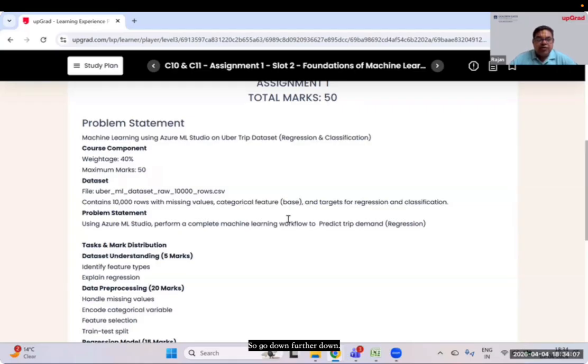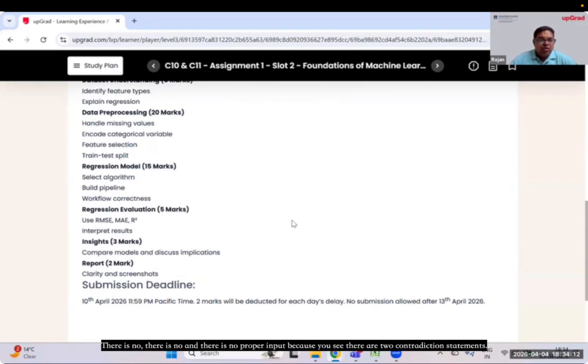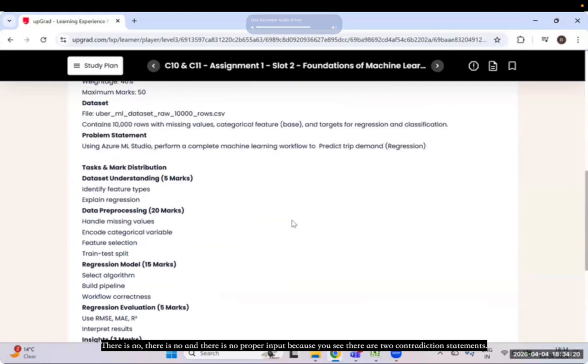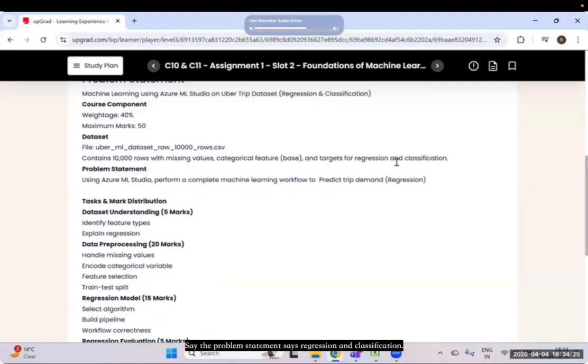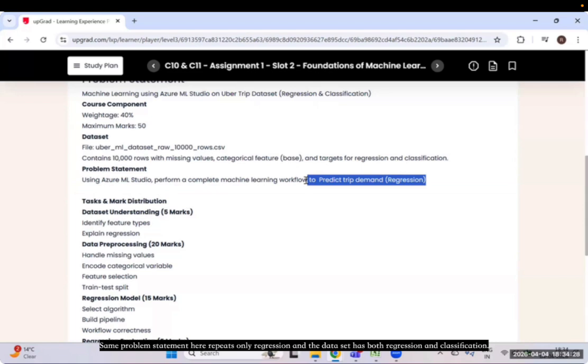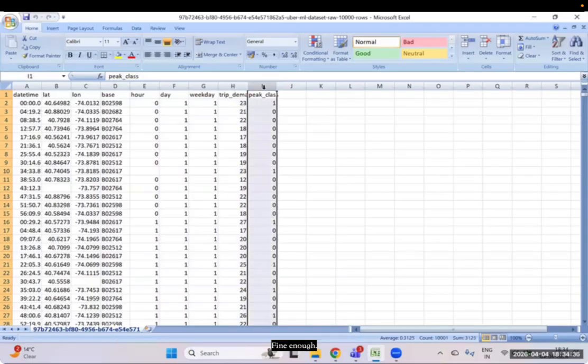Go further down. There is no proper input, because you see there are two contradictory statements. Here the problem statement says regression and classification. The same problem statement here repeats only regression. And the data set has both regression and classification. If you see the Excel sheet here, trip demand is the regression part and this is the classification. Fine enough. But what are we supposed to do?